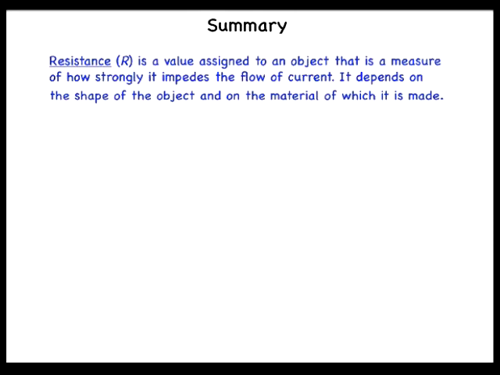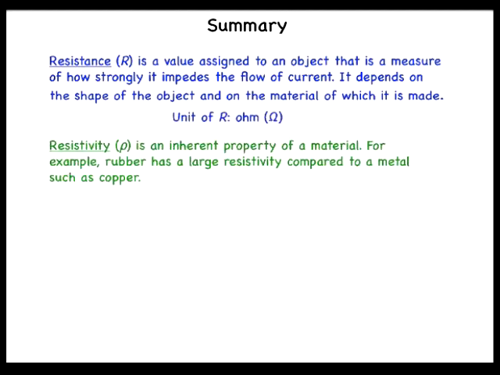In summary, the resistance R is a value assigned to an object that is a measure of how strongly it impedes the flow of current. It depends on the shape of the object and on the material of which it is made. The unit of resistance is the ohm. The resistivity, rho, is an inherent property of a material. For example, rubber has a large resistivity compared to a metal such as copper. The unit of resistivity is the ohm meter.